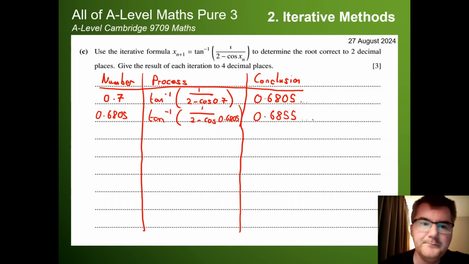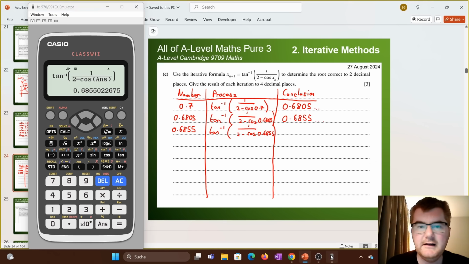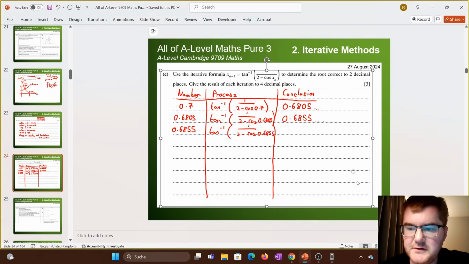0.6855 dot dot dot. And again, we'll use this once more because we want to determine the root correct to 2 decimal places, but I always do like a double check afterwards. So now we put in this one. Again, it's only 3 marks, so we want to try and keep this as efficient as possible. 0.6855. And now I've got the answer button, I can just press equals, makes things very much easier, and we get 0.68425.